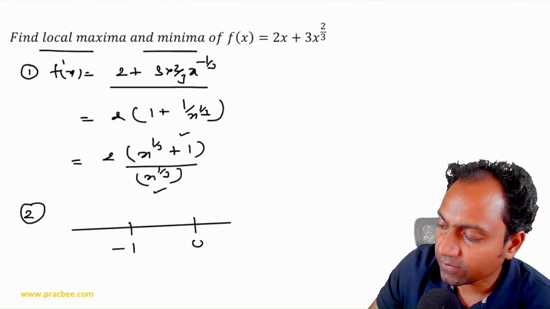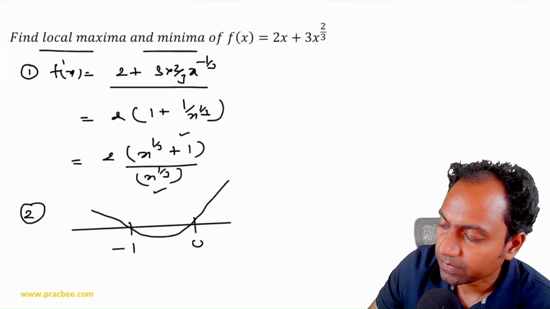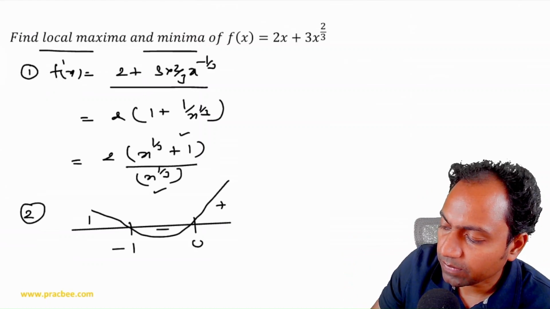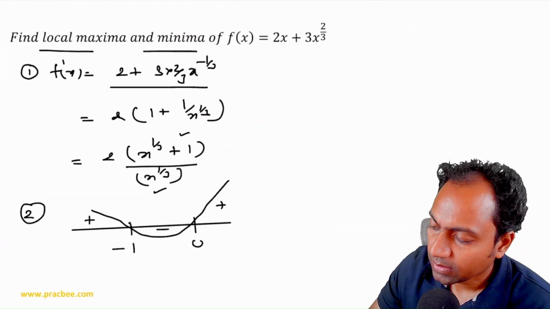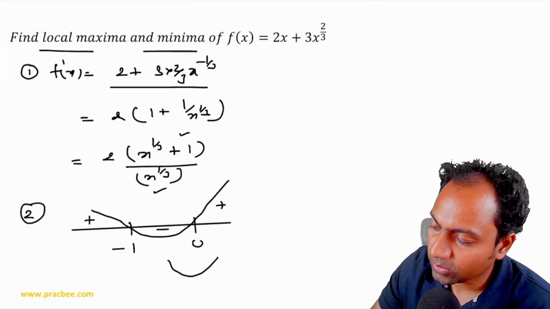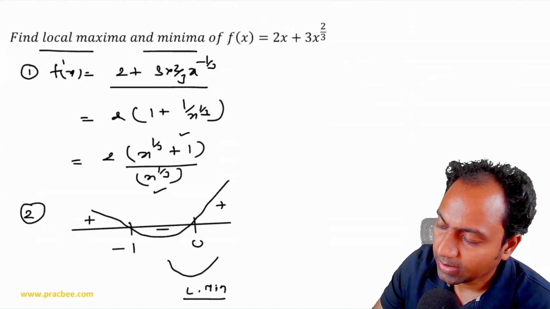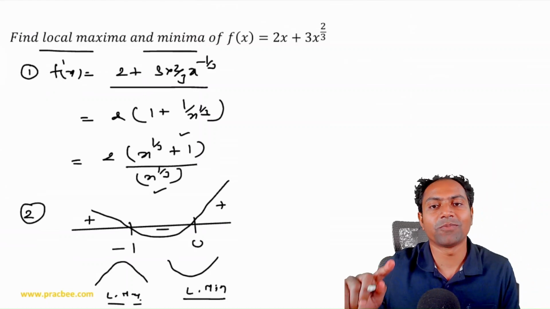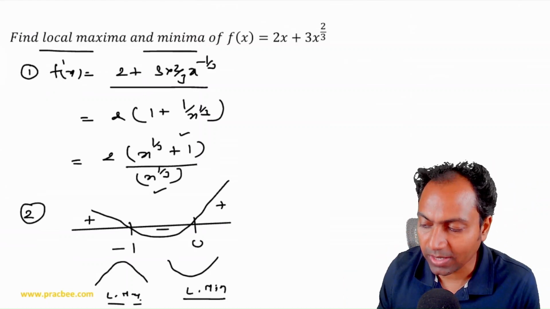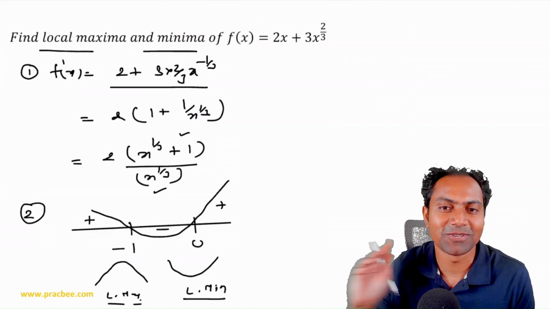So now if I start from here, you can see that your first sign change is happening at 0, and here the slope is negative, then it becomes positive. So this is the point of local minima, and here the slope was positive, then it became negative. So this is the point of local maxima. So there is one local maxima, one local minima. Local maxima will arrive at minus 1, local minima will arrive at 0.